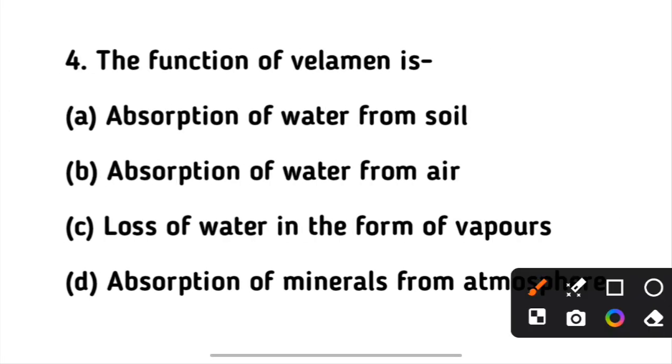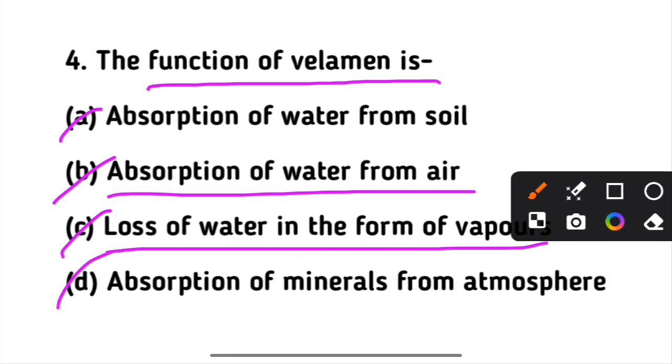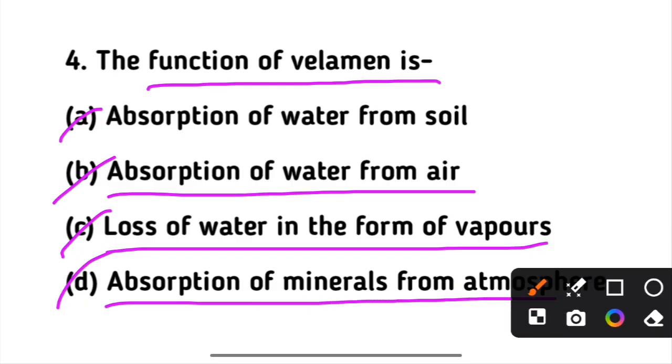Next question. The function of velamen is. Option A, absorption of water from soil. Option B, absorption of water from air. Option C, loss of water in the form of vapors. Option D, absorption of minerals from atmosphere. Option B is correct. Function of velamen is absorption of water from air.